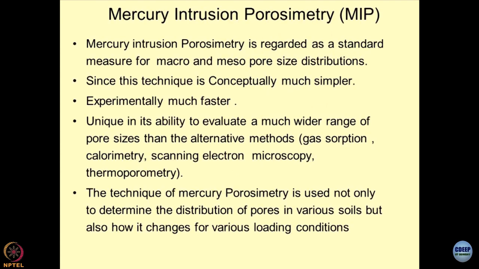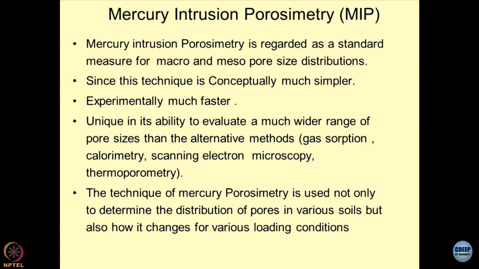Rather than discussing this, let me give you a quick idea about what MIP is. This is a standard method for determination of macro and meso pore size distributions, and it is a very simple technique where you are intruding mercury into the sample under some pressure. Conceptually it is a simple thing, mathematical modeling is quite easy, and it is easy to conduct the experiments. It is a unique test to evaluate a much wider range of pore sizes than alternative methods like gas sorption. People have used calorimetry also, scanning electron microscopy and thermoporometry.